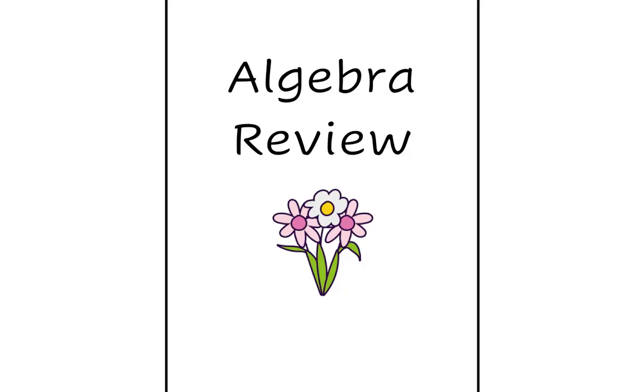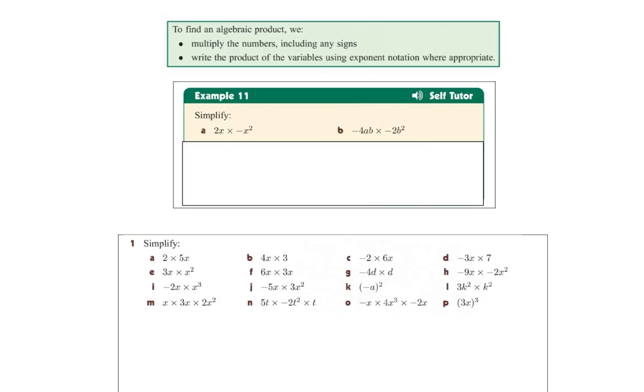Again, we're working in the Algebra Review booklet, just a little bit further on than what we were doing earlier in the lesson. Okay, so we're doing multiplication, and basically we multiply the numbers and we multiply the letters. So let's do this first one together.